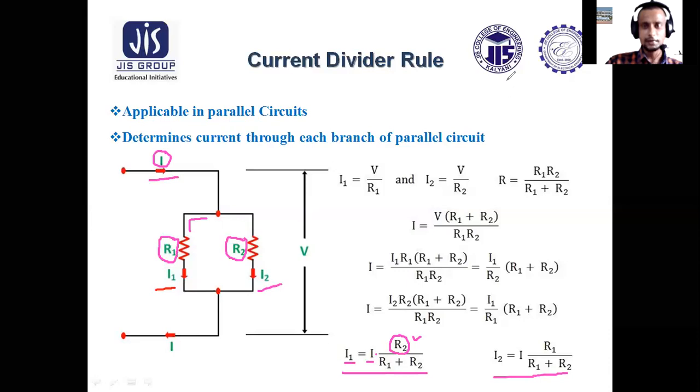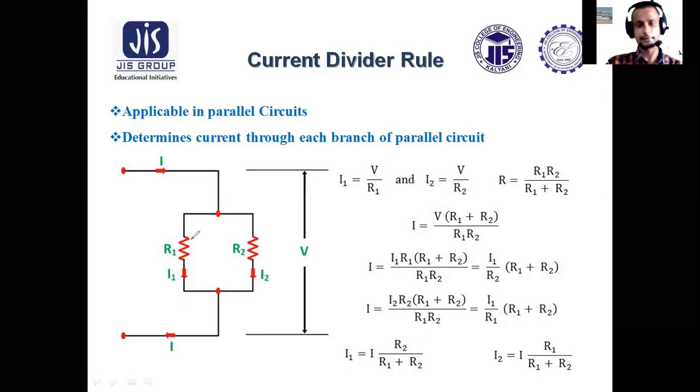So as per the current divider rule, the current through a particular branch equals the total current, which is getting divided, multiplied by the opposite resistance. R1 is the resistance through which the current is being determined, so R2 is considered the opposite resistance, which will be in the numerator, divided by the sum of the resistances. Similarly, I2 can be calculated as the total current I multiplied by the opposite resistance, which is R1 now. As I2 is being determined, R1 is the opposite resistance, which will be the numerator, divided by the sum of the resistances.